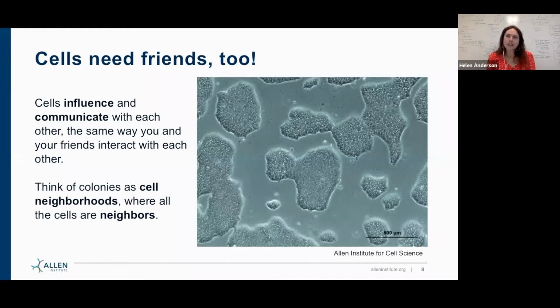Now, why do cells like to grow in colonies? Stem cells like to grow in colonies because cells can influence and communicate with each other in the same way that you interact with your friends. You can think about colonies as cell neighborhoods where all of the cells are neighbors. When the cells are able to grow close together, they're able to form tight interactions and communicate with one another, which can promote their health or help the cells to stay healthier.